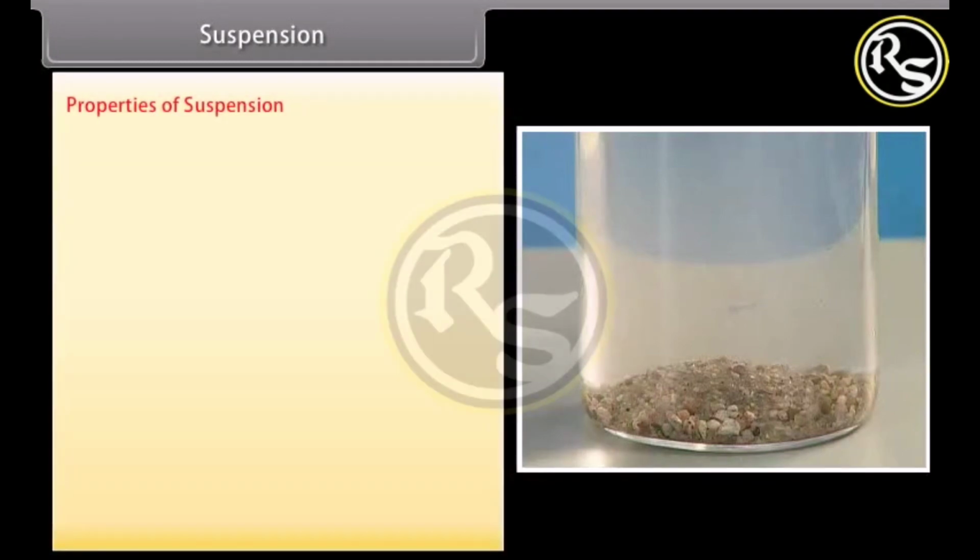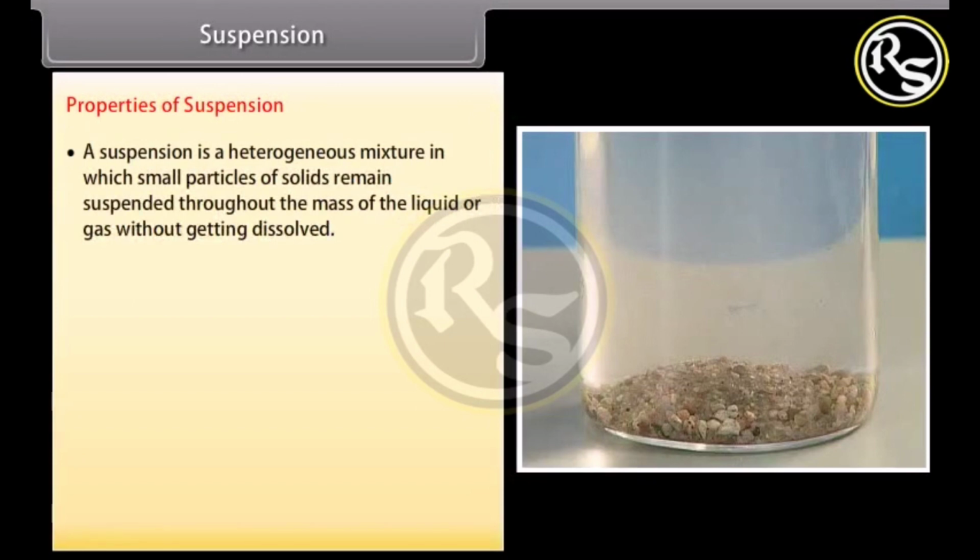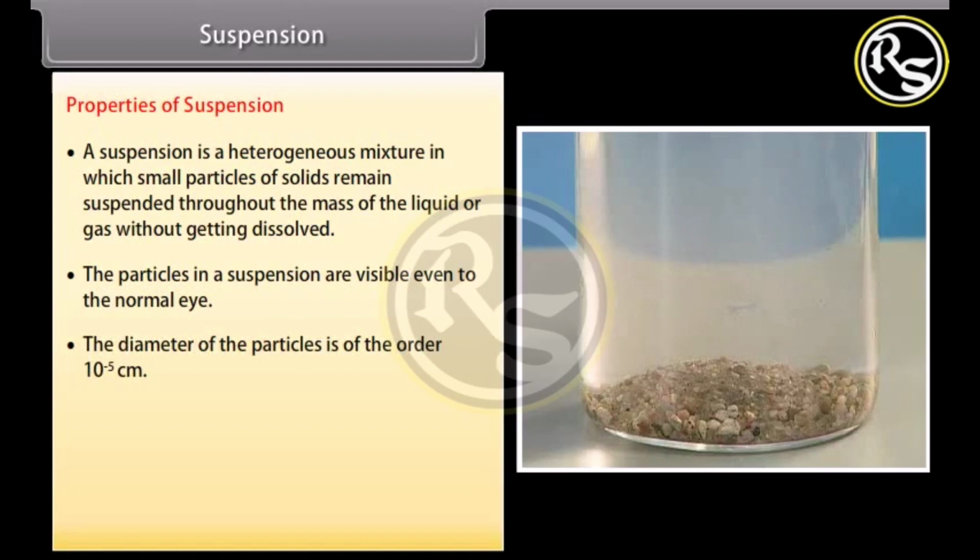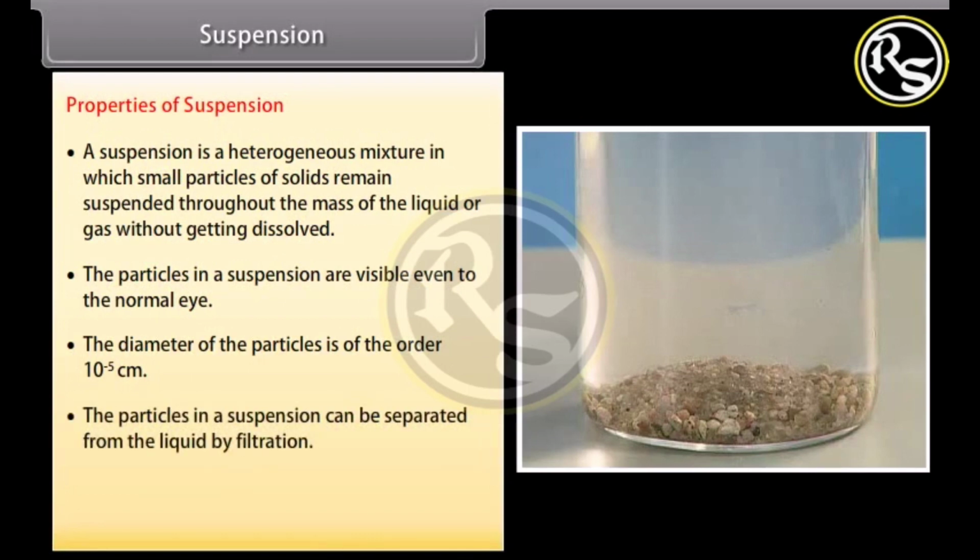Properties of suspension. A suspension is a heterogeneous mixture in which small particles of solids remain suspended throughout the mass of the liquid or gas without getting dissolved. The particles in a suspension are visible even to the normal eye. The diameter of the particles is of the order 10 raised to the power minus 5 cm. The particles in a suspension can be separated from the liquid by filtration. The particles of suspension will settle down on standing.